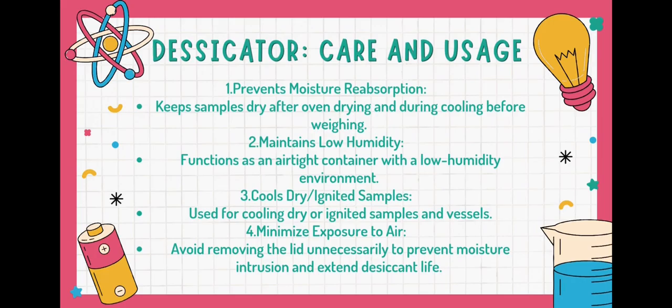It prevents reabsorption of moisture after oven drying and keeps samples dry while they are cooling and before they are weighed. It is an airtight container that maintains an atmosphere of low humidity. A dried or ignited sample and vessel are cooled in the desiccator. The top of the desiccator should not be removed, since the moisture from the air introduced is rather slow and continued exposure will limit the lifetime of the desiccant.